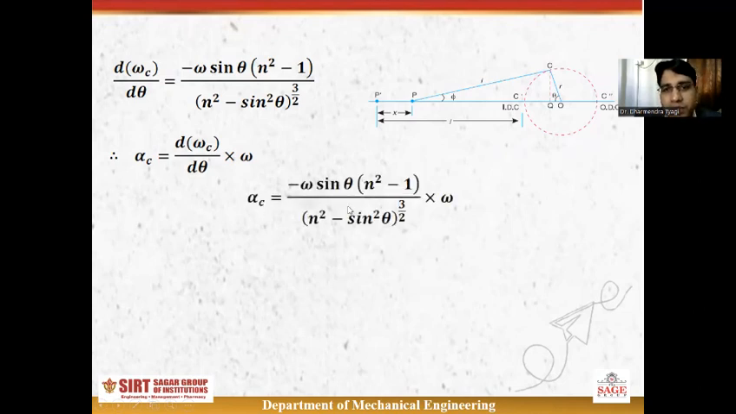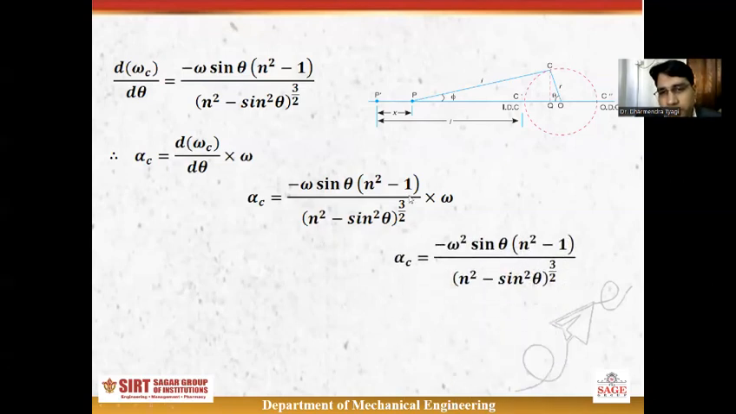This is the angular acceleration of the connecting rod: minus ω sin θ into (n² minus 1) divided by (n² minus k sin²θ) raised to power 3/2 into ω. So this ω into ω is ω², and the final value of αC, the angular acceleration of the connecting rod, is minus k ω² sin θ (n² minus 1) divided by (n² minus sin²θ) raised to power 3/2.